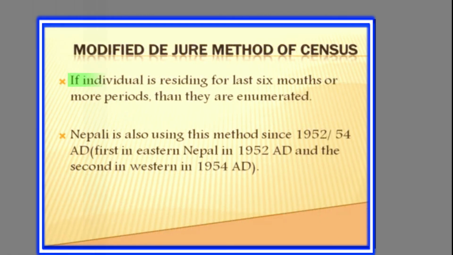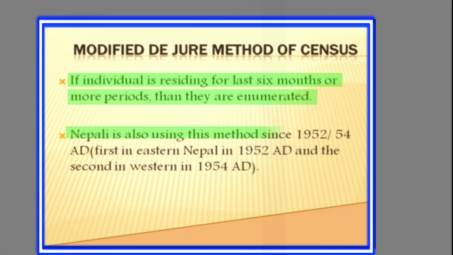Let's know about the modified de jure method. If an individual is residing, meaning living, for the last 6 months or more, then they are enumerated. It means if I am a permanent citizen of Dharing and I am living in Kathmandu for the last 6 months for some educational or job purpose, then I am enumerated in the census. Nepal has also been using this method since 1952 or 54 AD. It's called 52 or 54 AD because first it was held in Eastern Nepal in 52 AD and in Western Nepal in 54 AD.